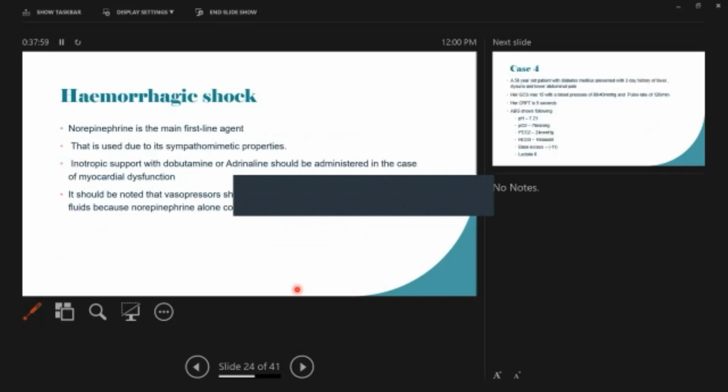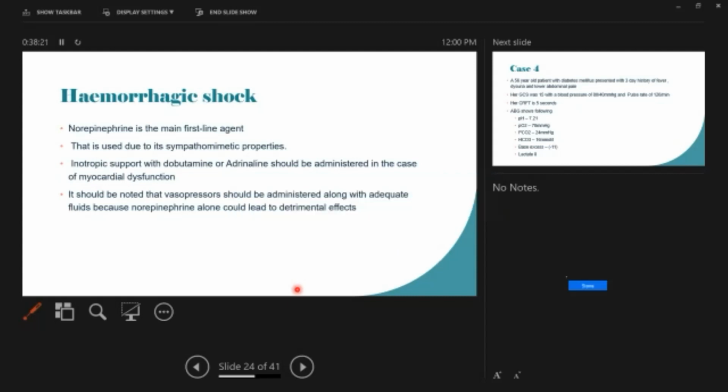So again, you're using noradrenaline as the first choice, because of its action on the sympathetic system. Then if you need inotropes, you can use dobutamine and adrenaline. I mention adrenaline as both a vasopressor and an inotrope, because it has both actions. It can be inotropic sometimes, and can act as a vasopressor also. Okay.